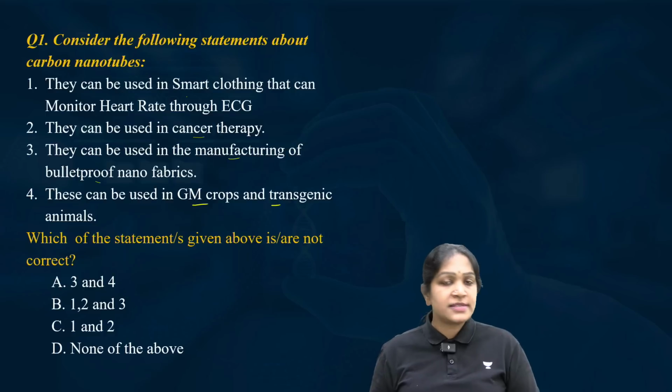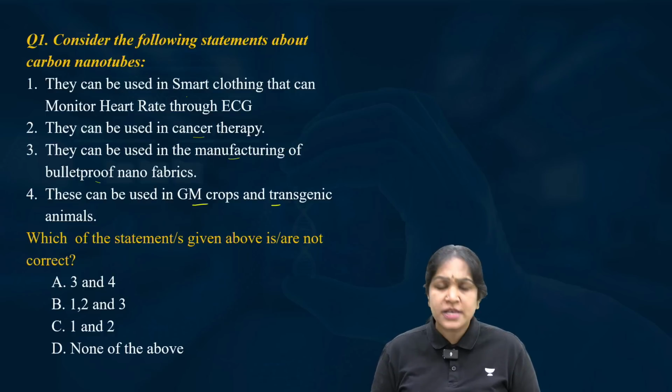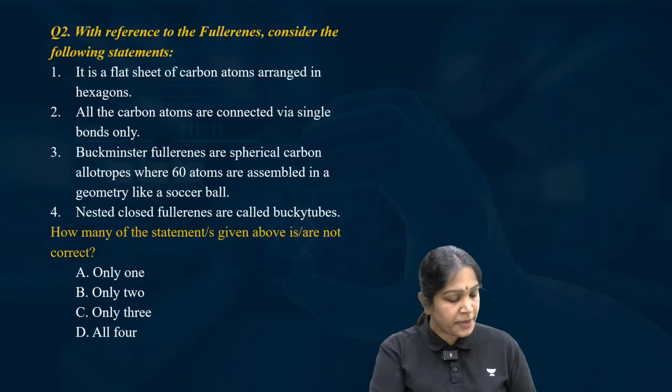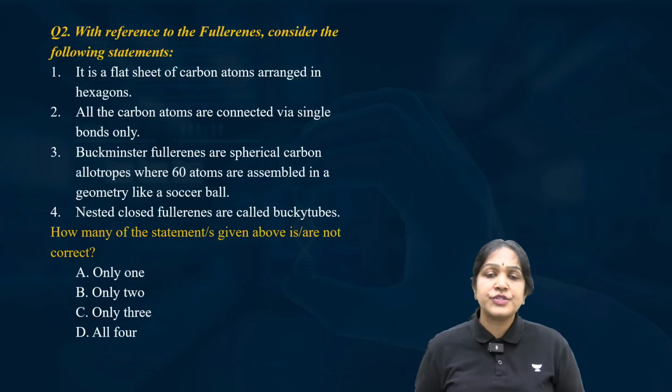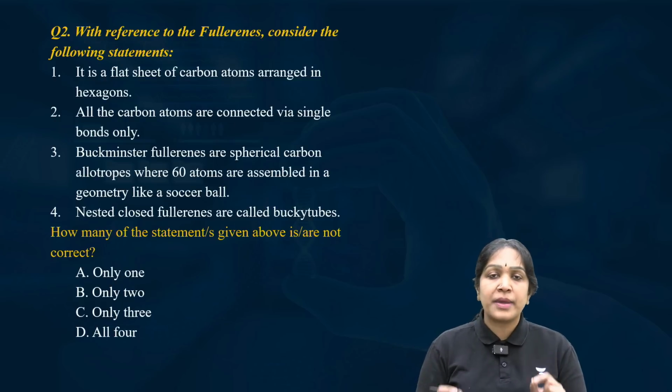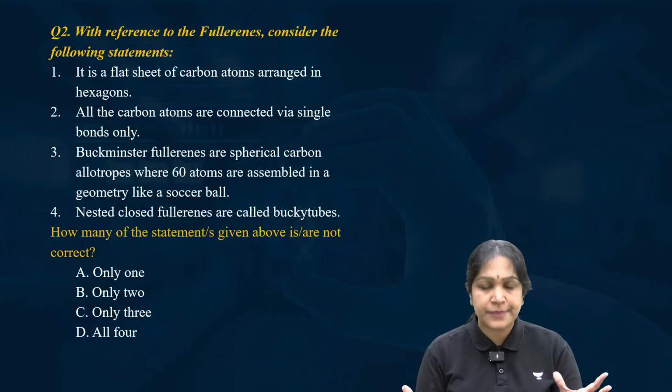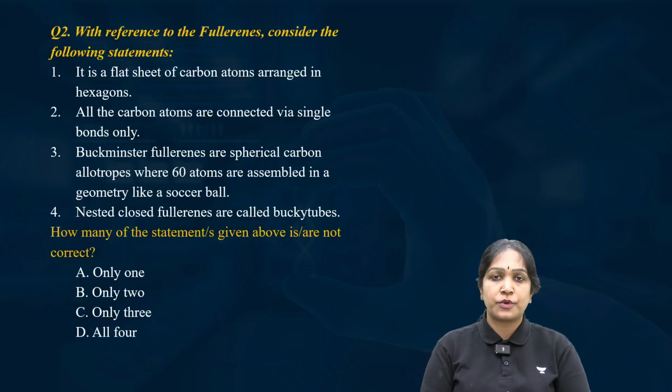So these are the various applications of the carbon nanotubes. A very simple straightforward question is here related to the carbon nanotubes. And one more question is about the carbon allotropes, that is fullerenes. What are the different types of fullerenes? Based on that there is one more question.